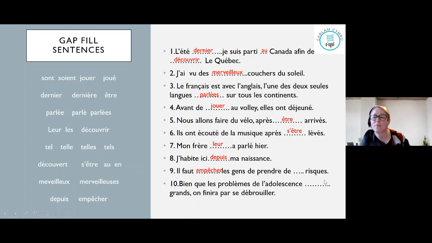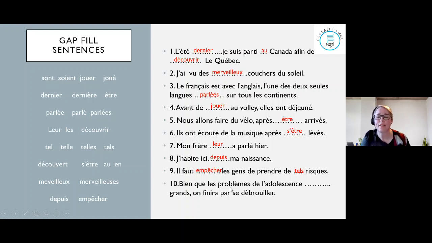So again, adjective in front of this noun. Such risks, that would make sense, wouldn't it? Which such is it going to be? Okay, masculine plural for risque, yeah, de tels risques.